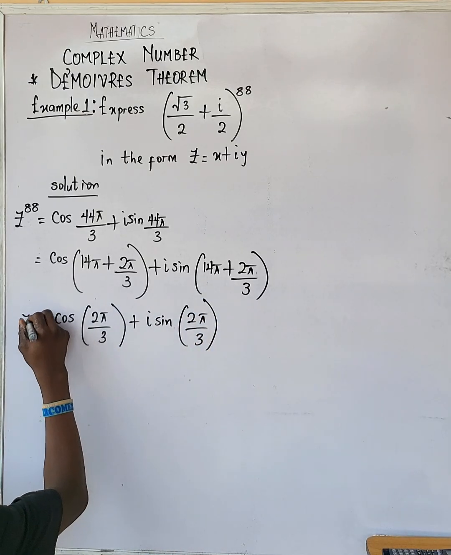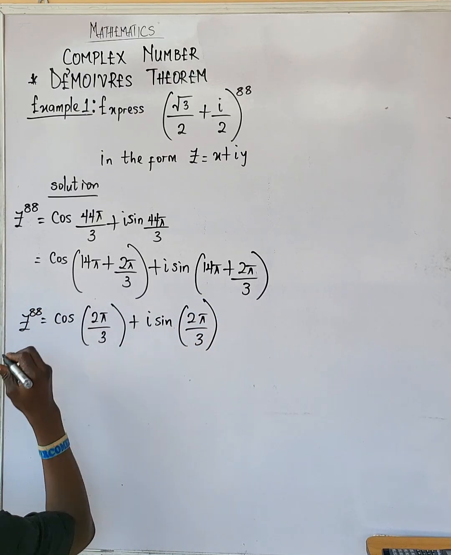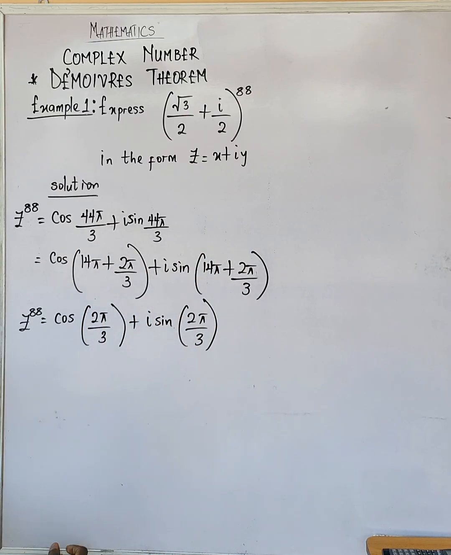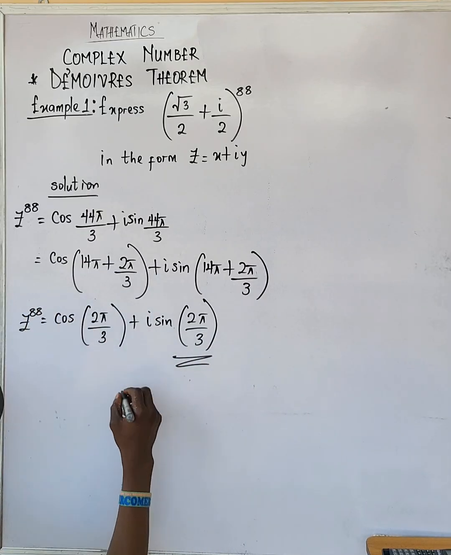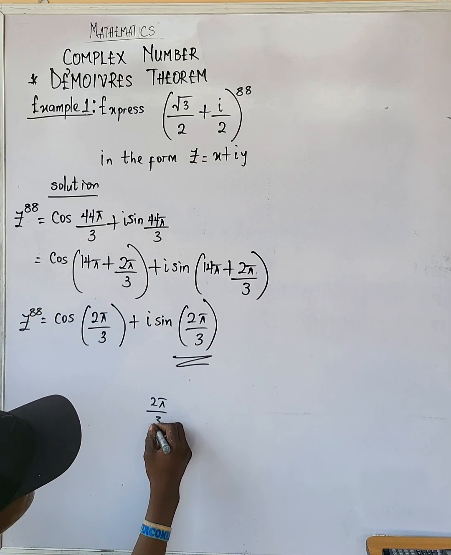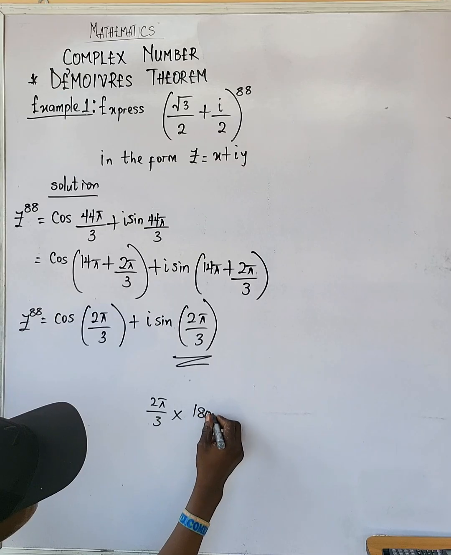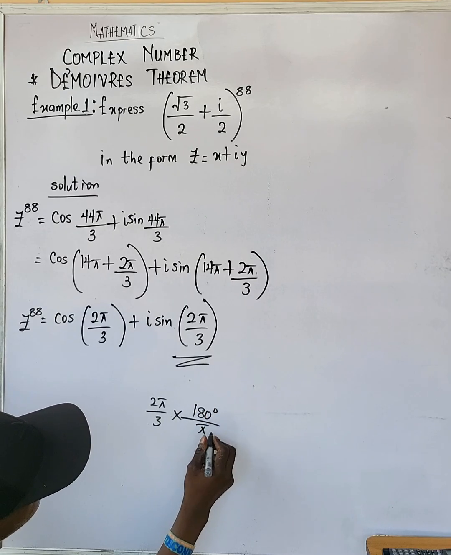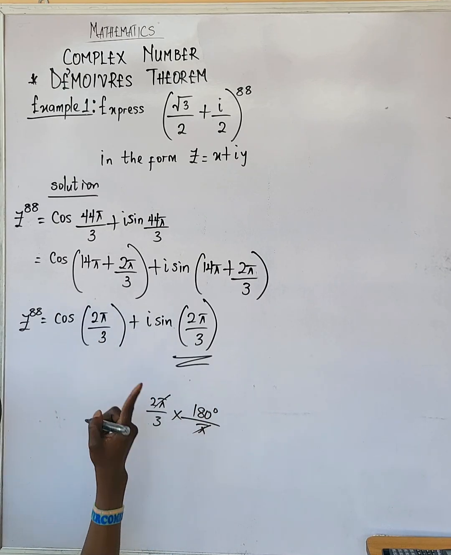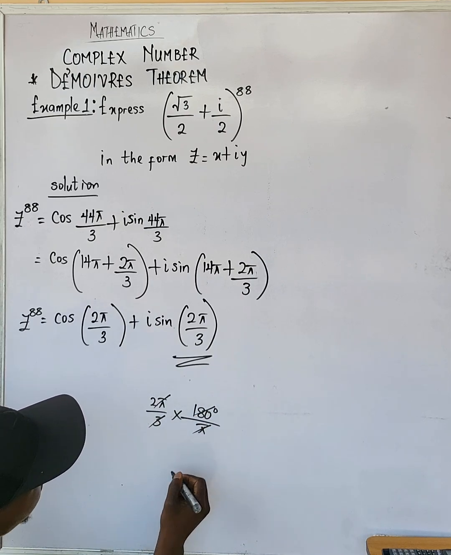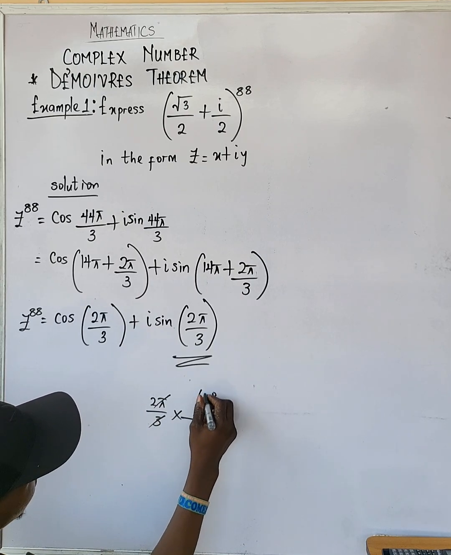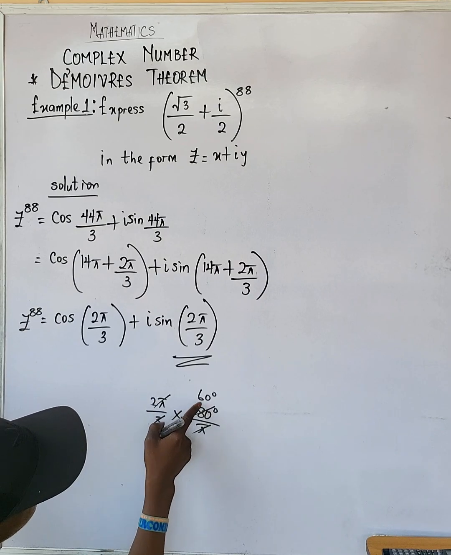So this is our answer for z to the power of 88. You neglect this 14, we don't need it again. So just take this 2 pi over 3. Or better still, this is our answer, or we can convert it to degrees. Converting 2 pi over 3 to degrees, you know that will be multiplied by 180 degrees over pi, right? You know it's in radians, want to convert it to degrees. 3 in 180 will give us 60.